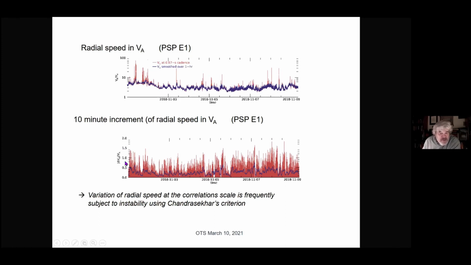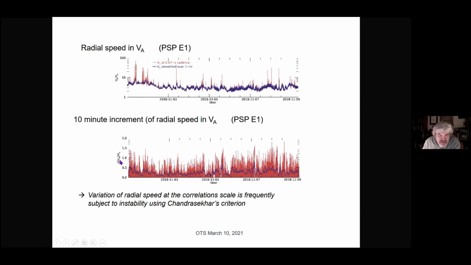And if you actually measure the velocity increments, the 10-minute increment of the radial speed in units of the Alfven speed, you get this curve here. In the darker orange color, you can see that this many times exceeds 1. Now remember, Chandrasekhar's criterion for suppressing the instability is when the velocity increment is less than the Alfven speed. So a lot of the times here, the magnetic field is still strong enough that the velocity increments cannot turn the magnetic field around. But we can also see that in many, many cases it can.